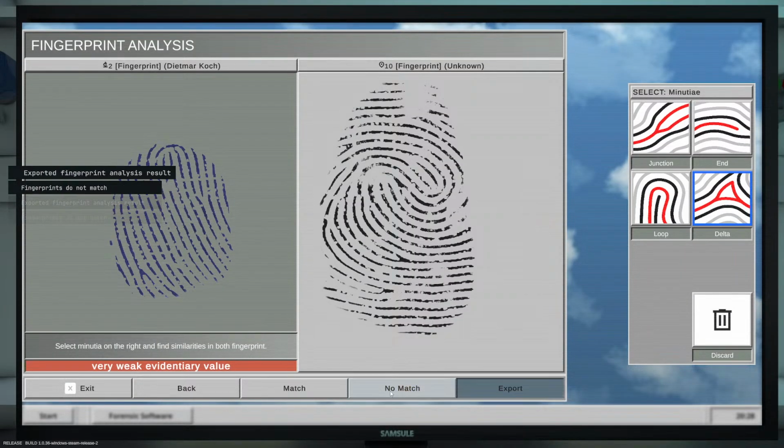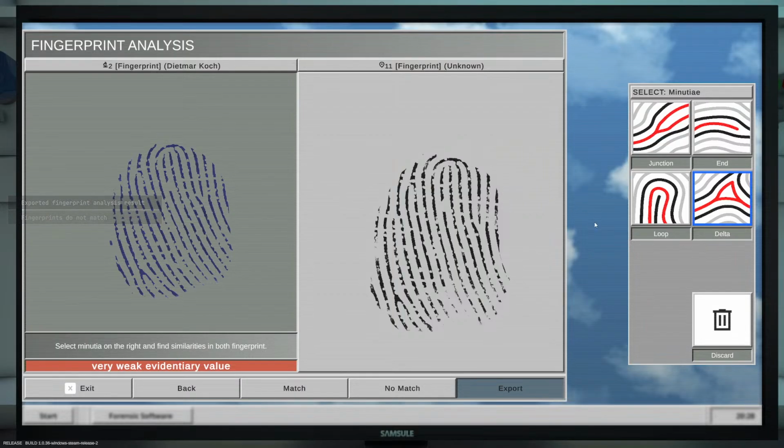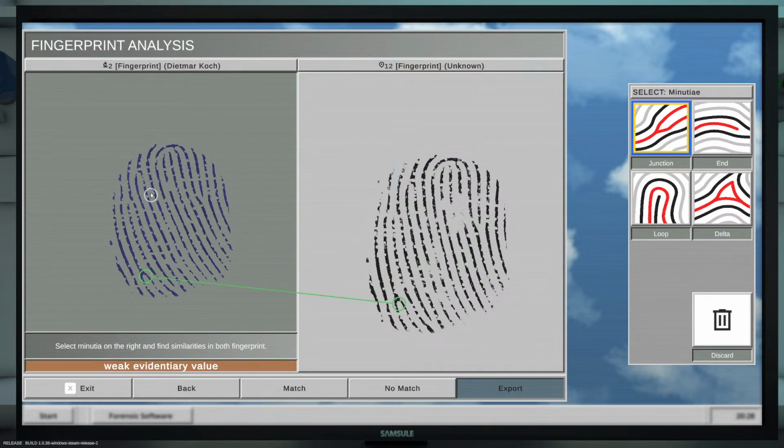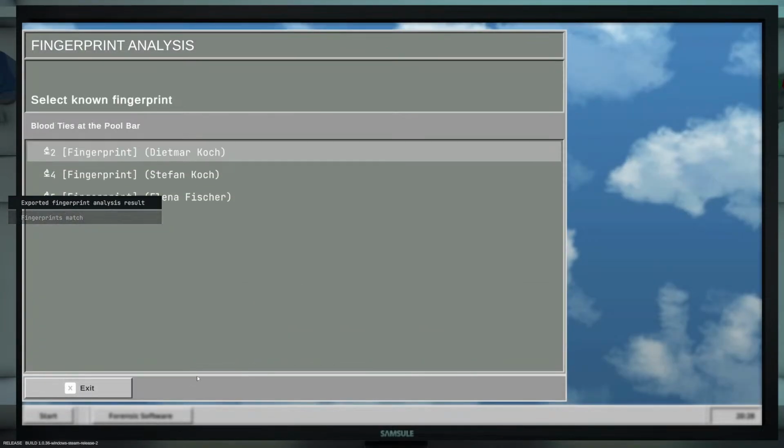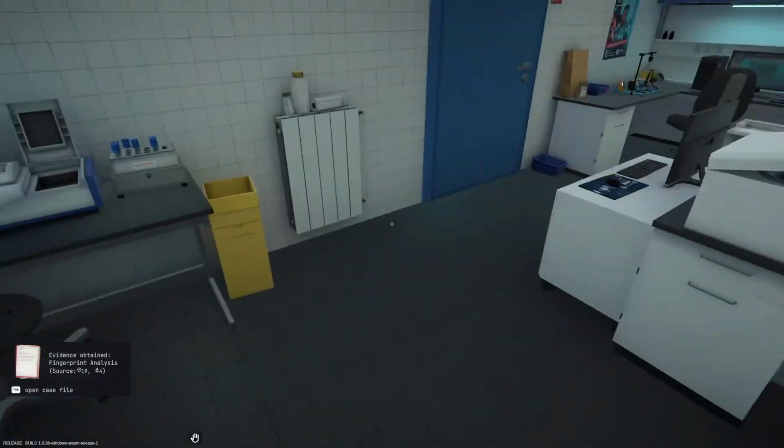Alright, 3 more to go. And yes, this... Yeah, this looks like him as well. We'll get these 2 junctions. Maybe this third one. We'll get this end. Match it. And last. This is also him. We'll do the same thing. We'll grab these ends. Match. Get out of there. That is everybody. Let's grab this report.